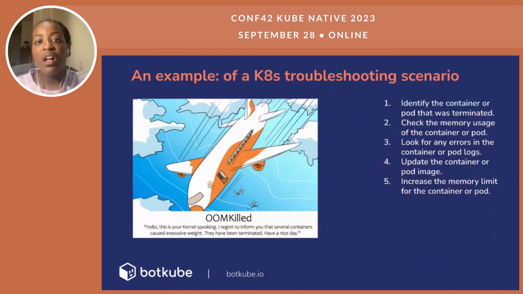So here's an example of a Kubernetes troubleshooting scenario. This is the OOMKilled error, and this occurs when there's excess memory use and Kubernetes will automatically terminate the pods. So first, you need to identify the container or pod that was terminated. Secondly, you need to check the memory usage of the container or pod. Then you have to look for any errors in the container or pod logs. Fourth, you need to update the container or pod image. And fifth, increase the memory limit for the container or the pod.